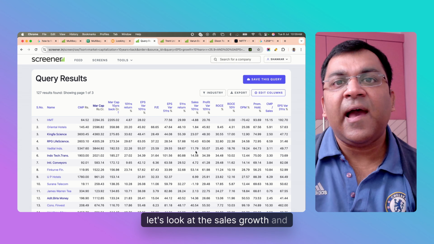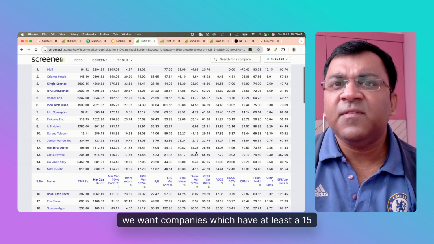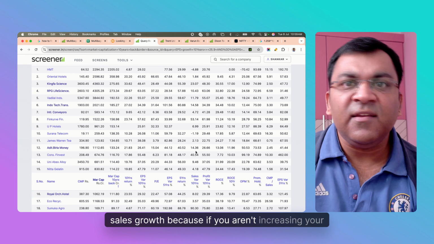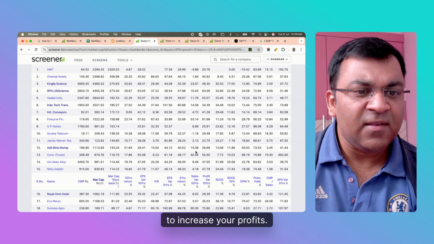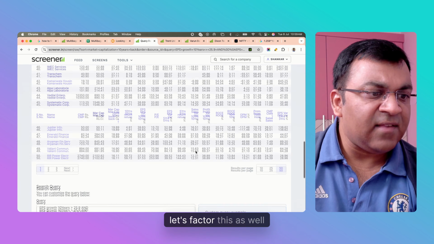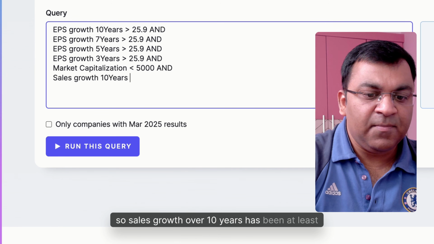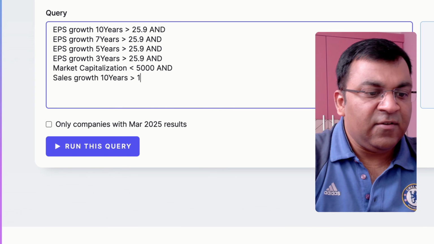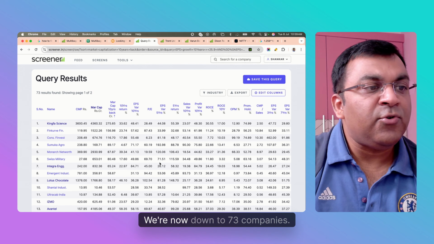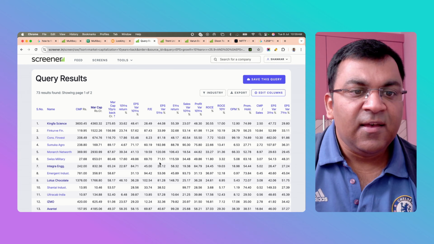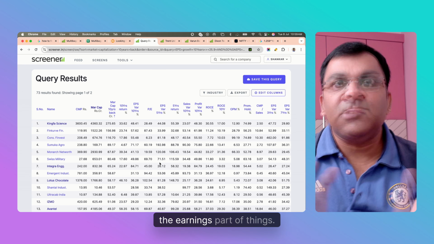Let's look at the sales growth. We want companies which have at least 15% sales growth, because if you aren't increasing your sales, then it's very unlikely that you'll be able to increase your profits. Let's factor this as well. So sales growth over 10 years has been at least 15%. On the query, we're now down to 73 companies.